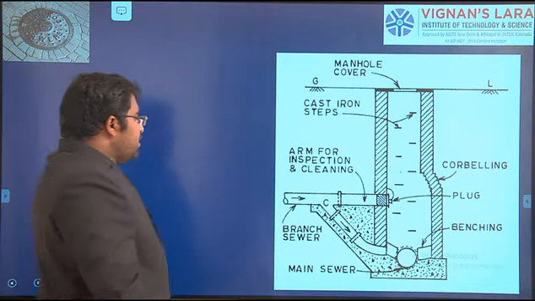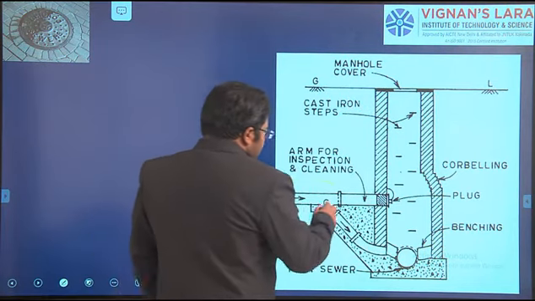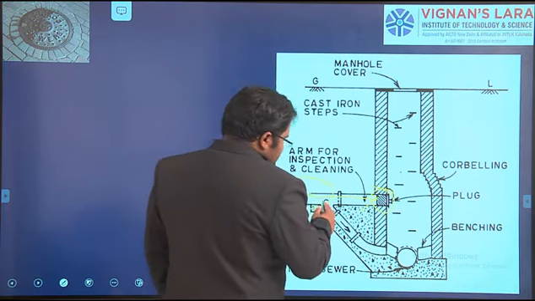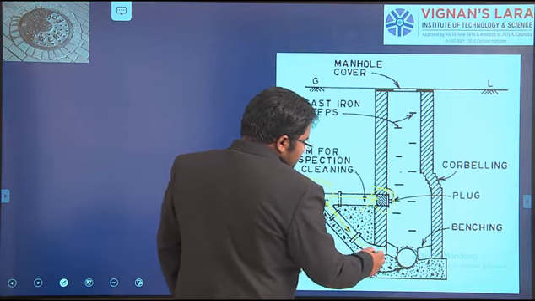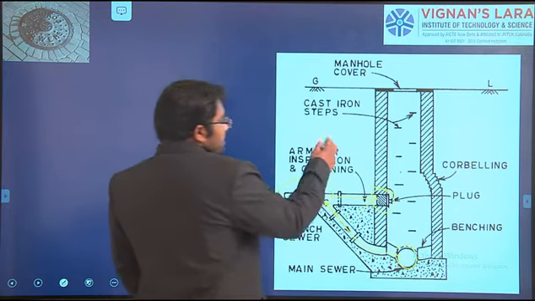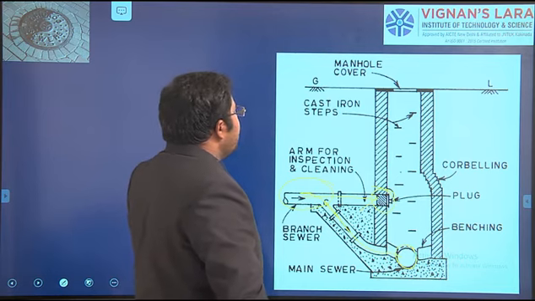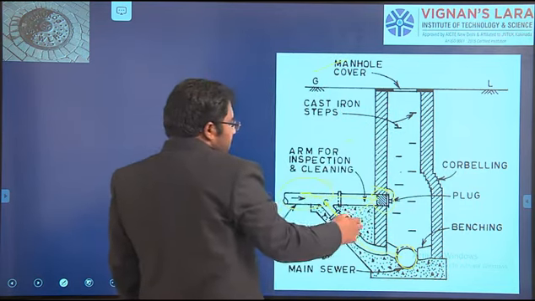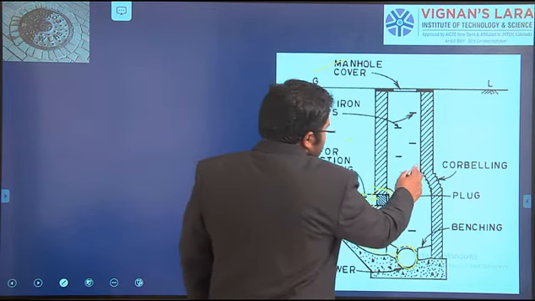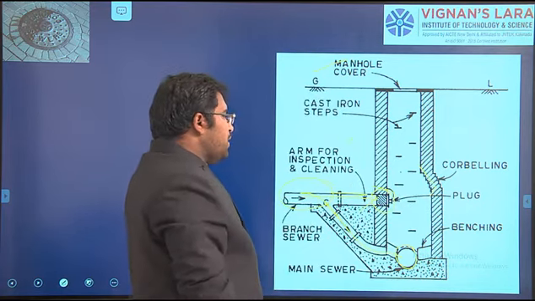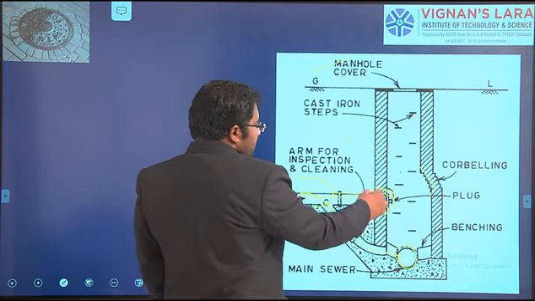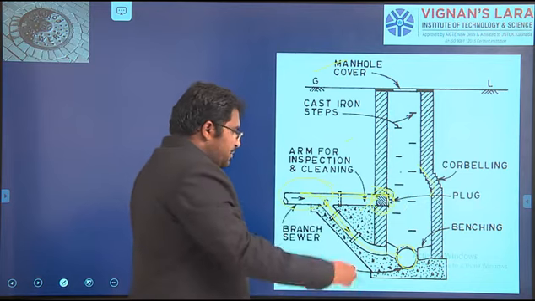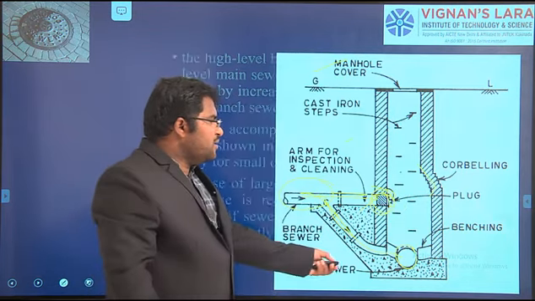Now we can see the drop manhole. Here this is the branch sewer coming at a higher depth, but this is closed. The sewage will come and join the main sewer line like this. This is called the drop manhole. Here, same thing, the manhole cover is there. This is the access shaft, and the pipe is coming here. This is the plug for the branch line, so water may not enter like this; it has to come like this. We have benching, and the main sewer, everything here.